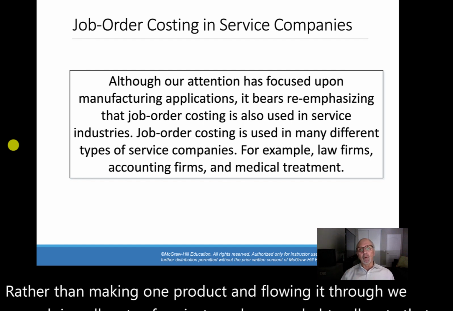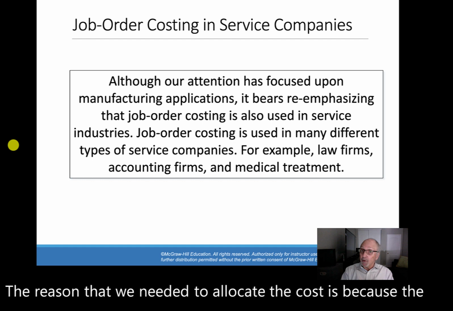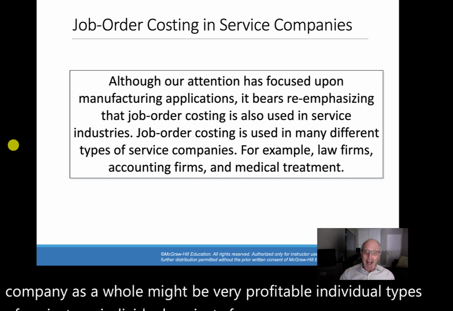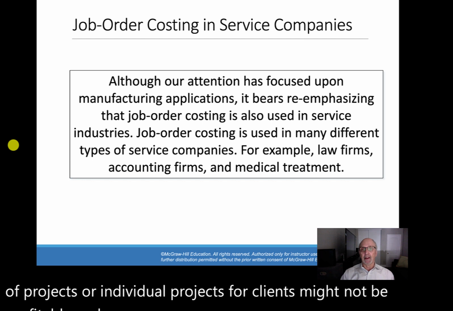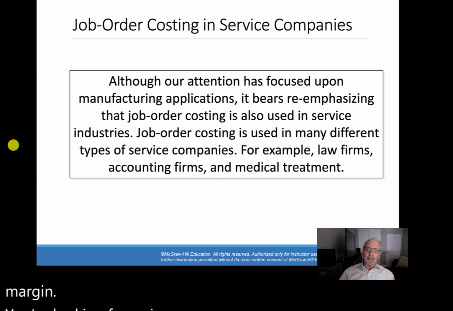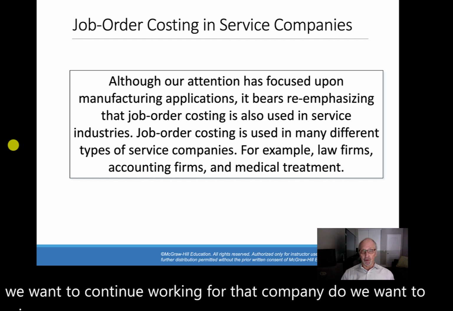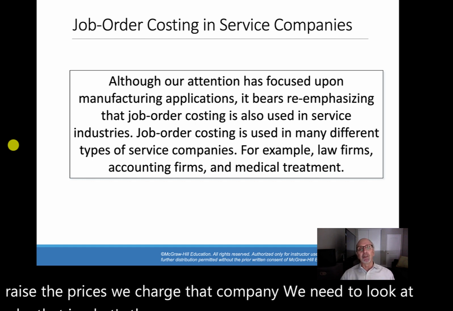The reason that we needed to allocate the costs is because the company as a whole might be very profitable. Individual types of projects or individual projects for clients might not be profitable, and we needed to look at that. So if working for a particular client doesn't bring in the profit margin we're looking for or is a loss, then we need to determine, do we want to continue working for that company? Do we want to raise the prices we charge to that company? We need to look at why that is. What's the purpose? This is the managerial part of managerial accounting, right?